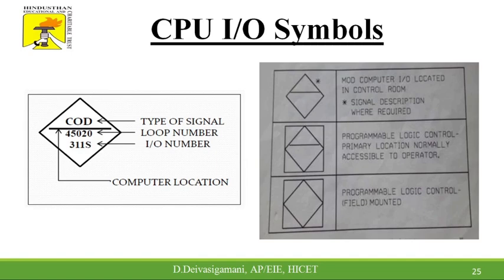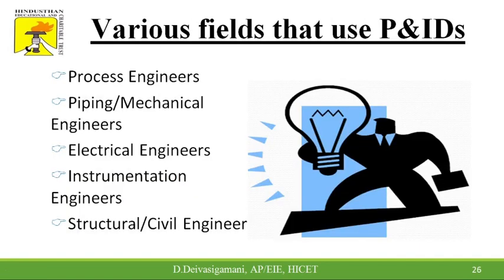Here, this is the representation of a PLC, a square with a diamond symbol, and this line and this number represent what type of signals are to be used, whether analog or digital. And this number is nothing but the loop number, and this is the IO number. And this line indicates whether the PLC is accessible or not. And these are the various fields that use P&I diagrams.